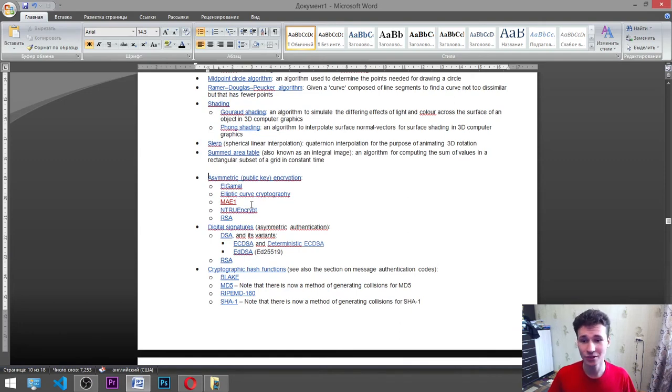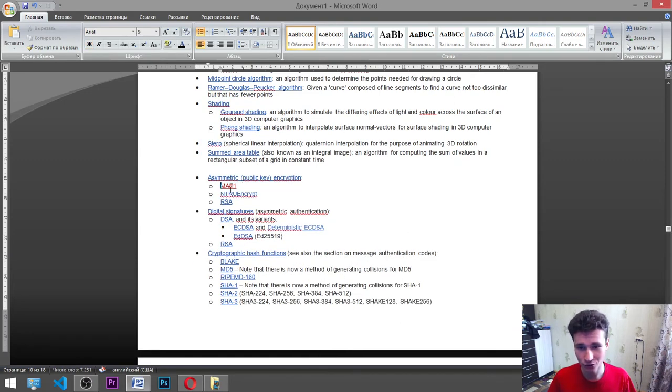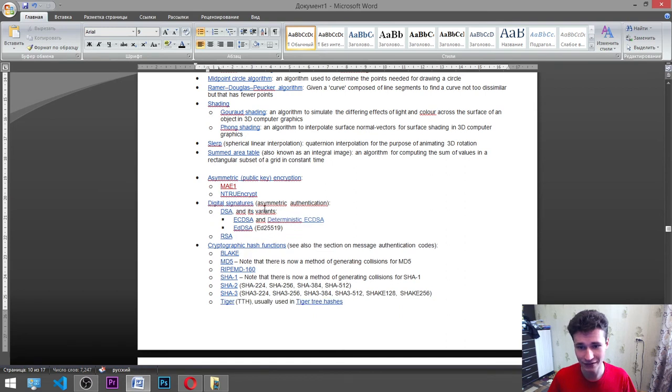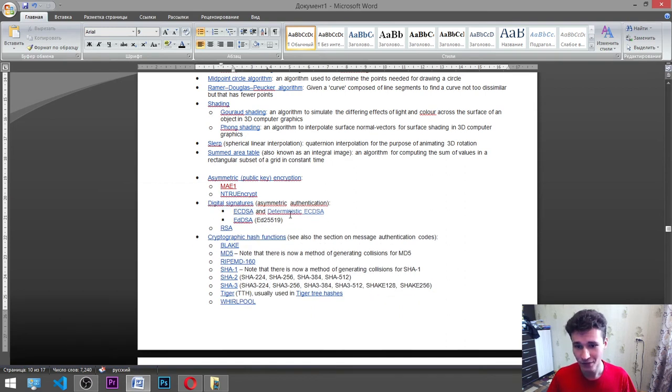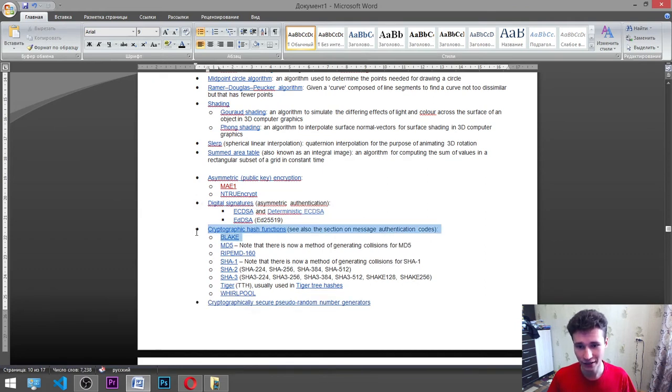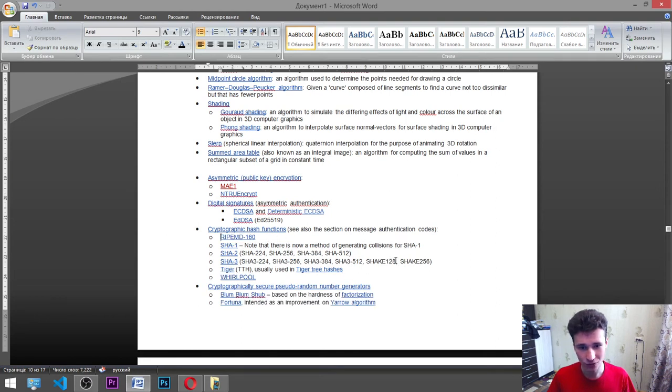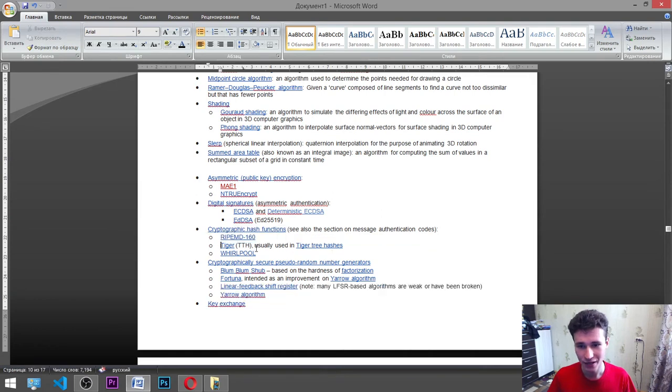Here is the cryptography list. ElGamal, I know. Elliptic curve, I know. Also RSA, I know. DSA, I know. Yes, ECDSA, need to learn. RSA, I know. Blake, I know. MD5, I know. Also SHA-1, yes. So we have all of this, I know everything about them. Tiger, Whirlpool, need to learn. Blum Blum Shub, yes, we know. Linear, Yarrow, okay.